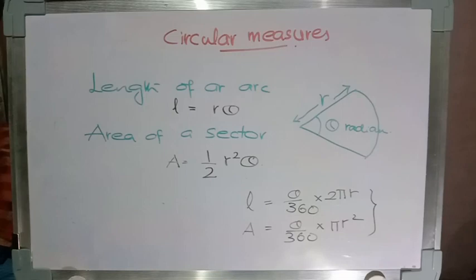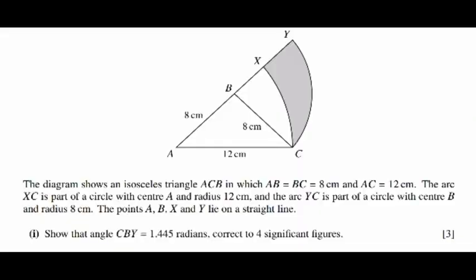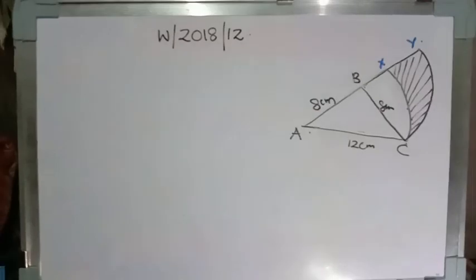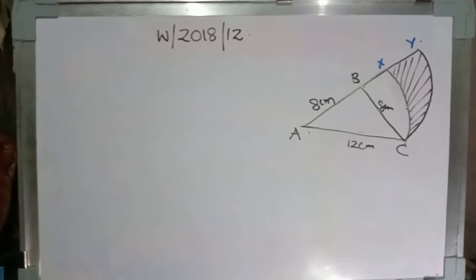So now let's discuss a few past paper questions. Our first question is from winter 2018 paper 1-2. As per the question, ABC is an isosceles triangle. Before that, you have to identify two sectors. The first thing you need to do is understand the picture.